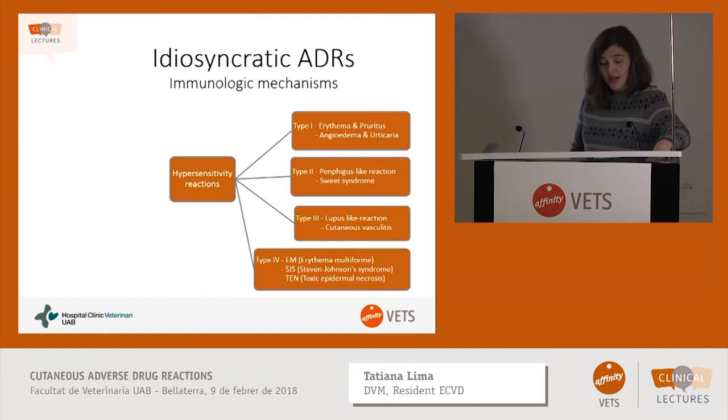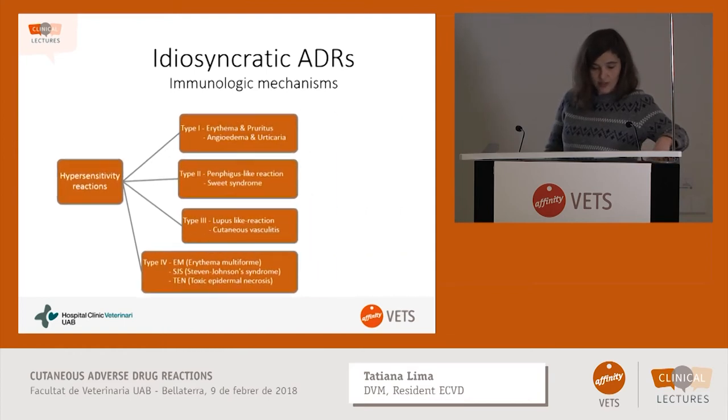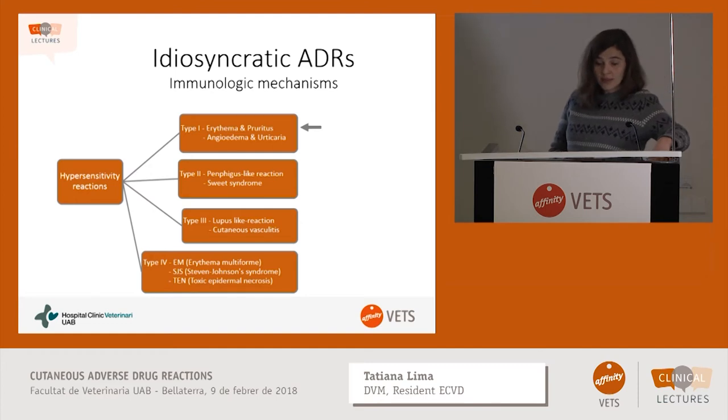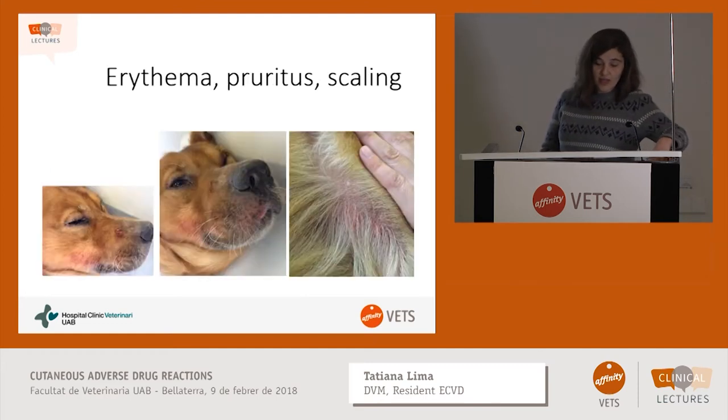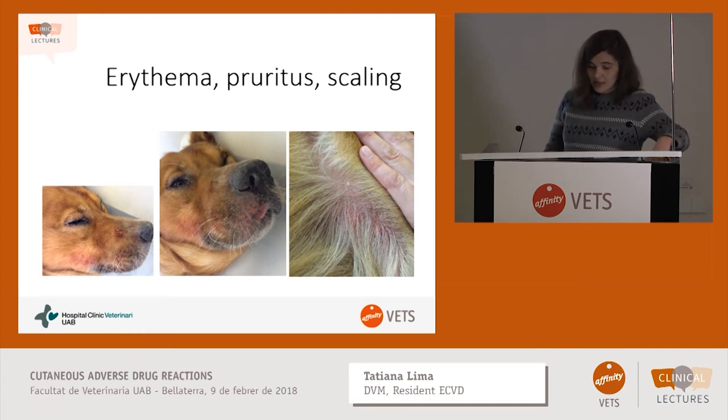There are other theories. Either way, they trigger the immune system to make a hypersensitivity reaction, one of the four known classic forms. So let's start with type 1. As you know, type 1 is IgE mediated, an immediate reaction. It occurs immediately after exposure to the antigen.